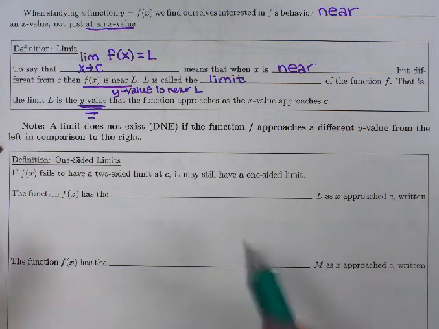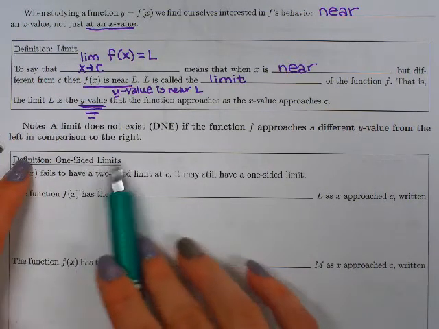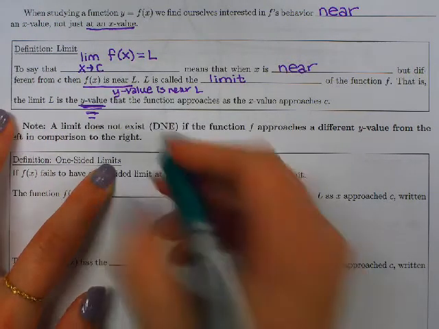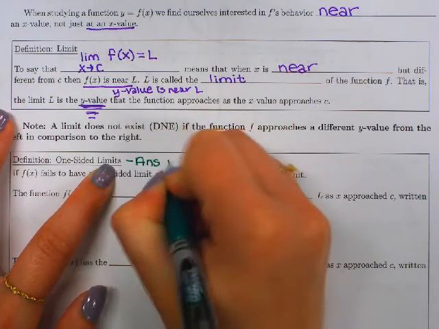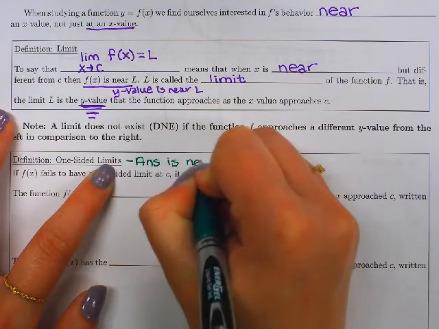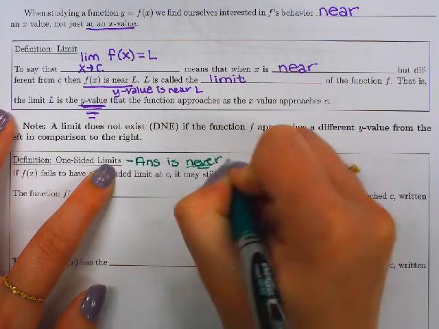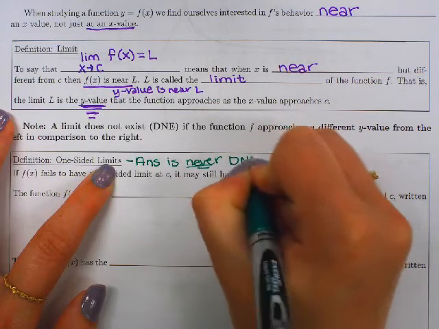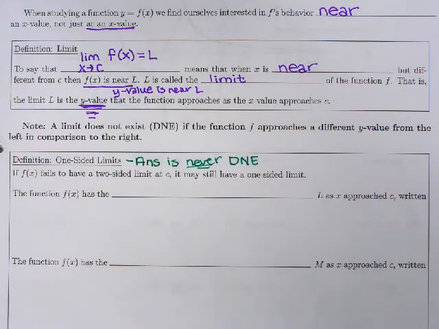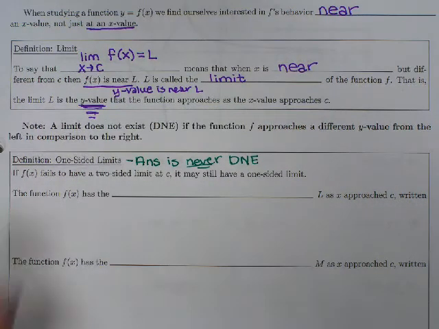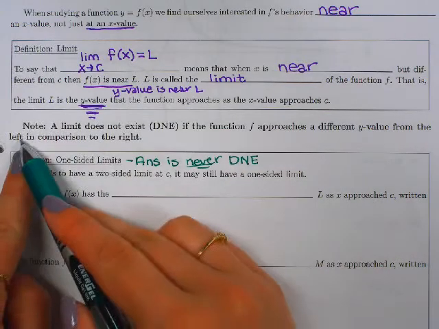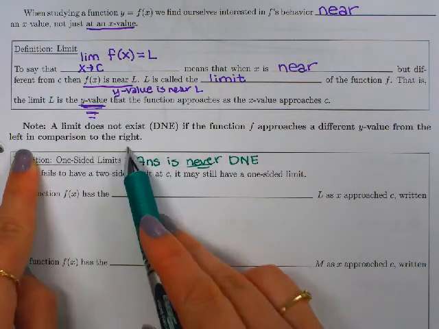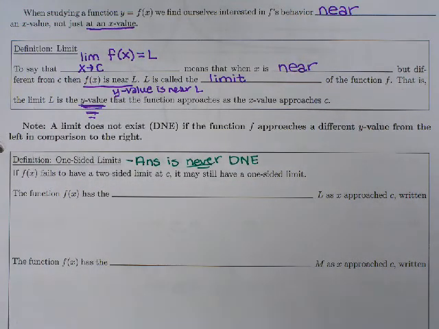So from the left and the right, you have to get to the same number. So with this, we get a one-sided limit. And just to hit on this, the answer is never DNE. It can never not exist. If you come in from one side, then you have a limit. The only time it does not exist is if you're coming in from both sides and the left y value is not the same as the right y value. So a one-sided limit always has to exist. It can never be DNE.